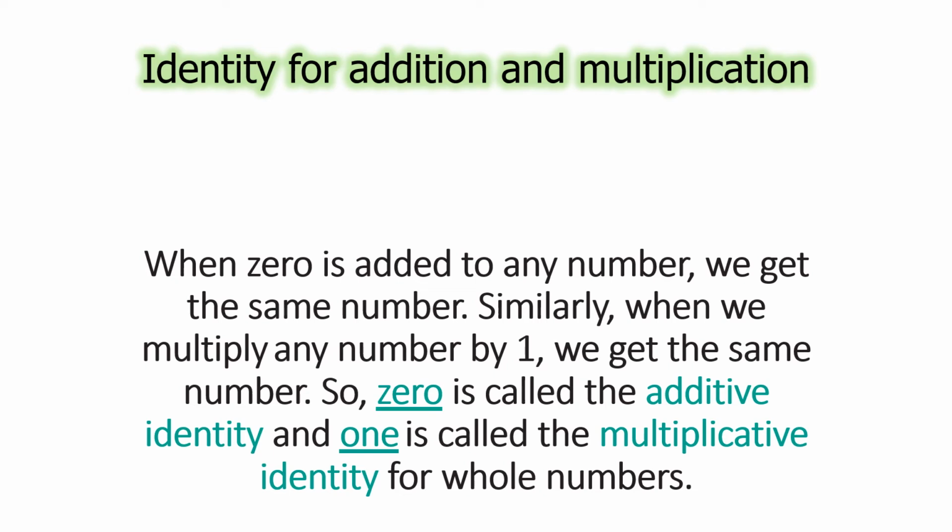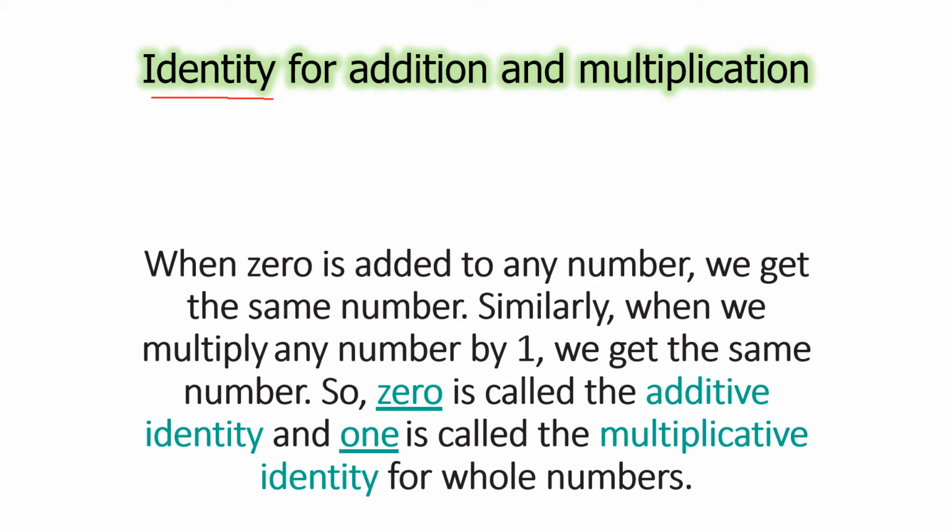Now we have identity for addition and multiplication. This is the fourth property, identity. When 0 is added to any number, we get the same number. Yes, the same number. Similarly, when we multiply any number by 1, we get the same number.